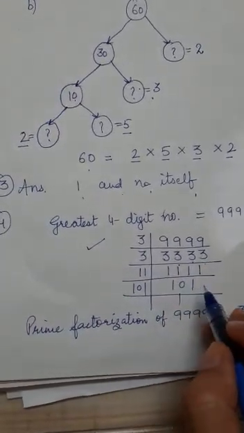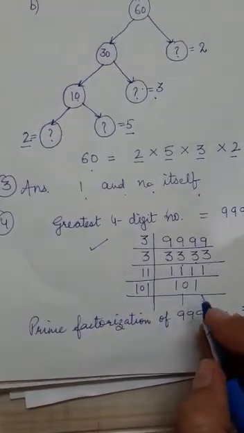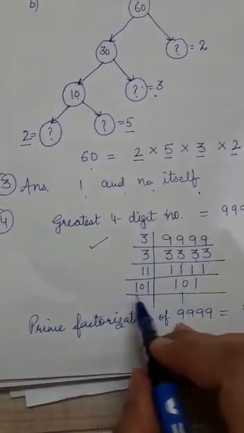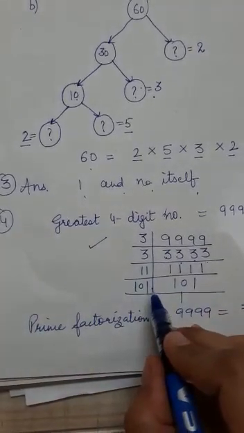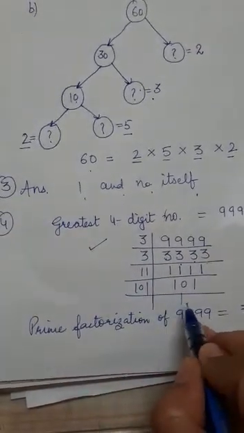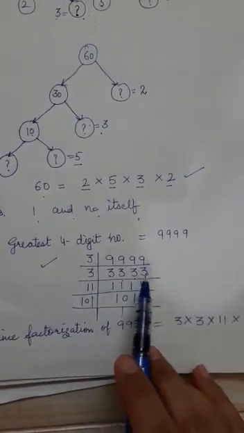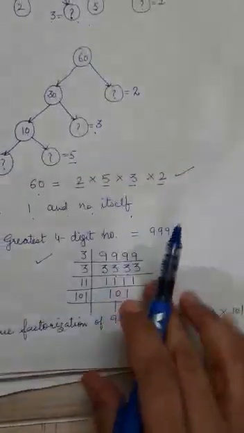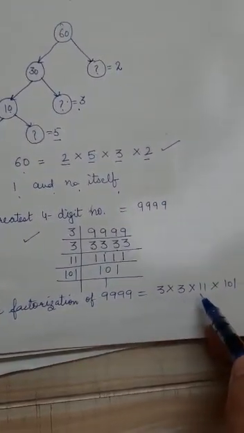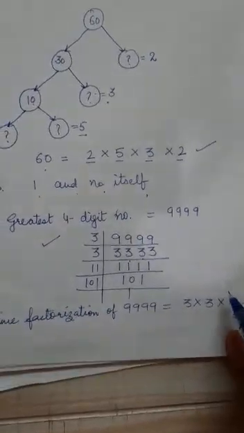Now 101 I have got. As I know it is a prime number and it can be divided by 1 or the number itself. So 101 will be divided by 101 only. And it divides 101 at 1. So here I have got the prime factorization of 9999: 3 multiply 3 multiply 11 multiply by 101.